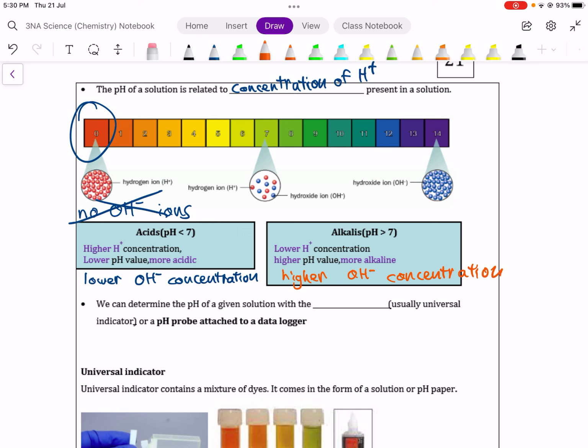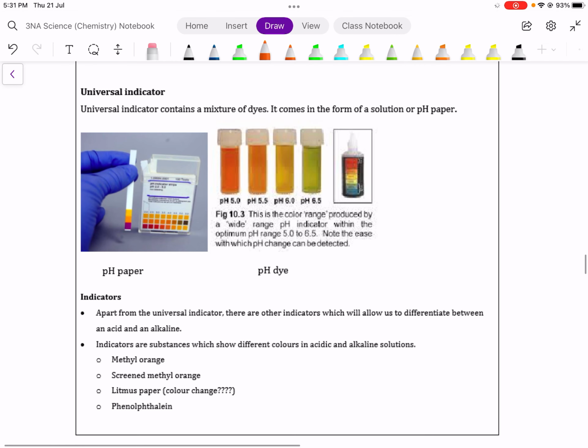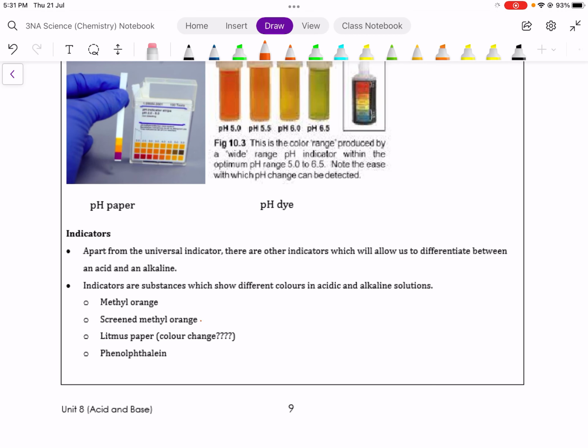Right, okay, so we can determine the pH of a given solution with the universal indicator, or of course a pH probe attached to a data logger is the best. Universal indicator contains a mixture of dyes. There's the dye kind, also the paper kind. There are other indicators, but I'm not going to say too much about things like screened methyl orange, phenolphthalein, all this.